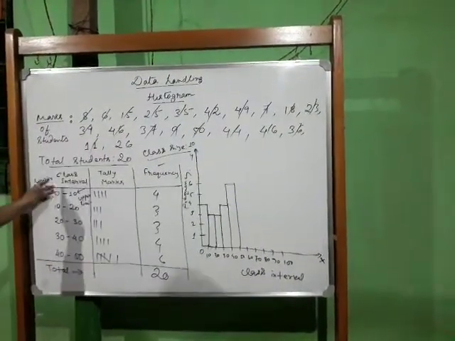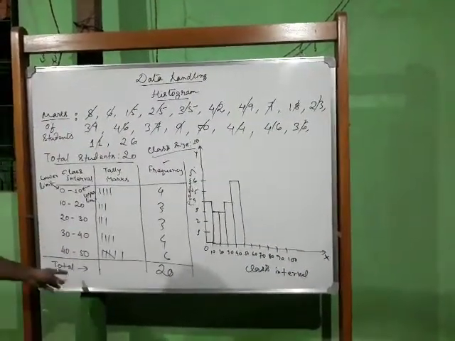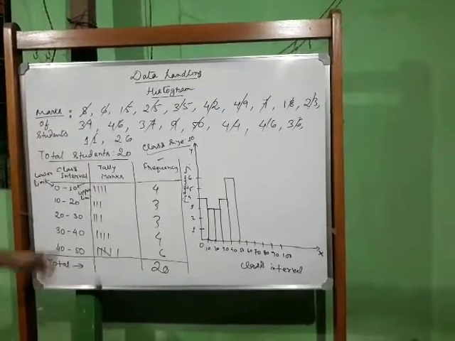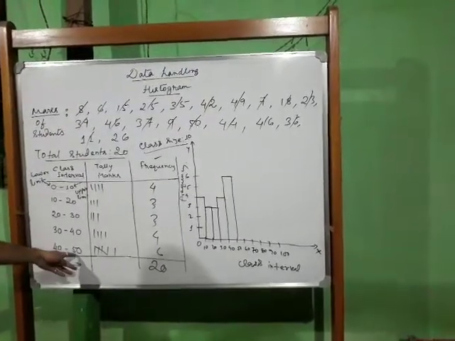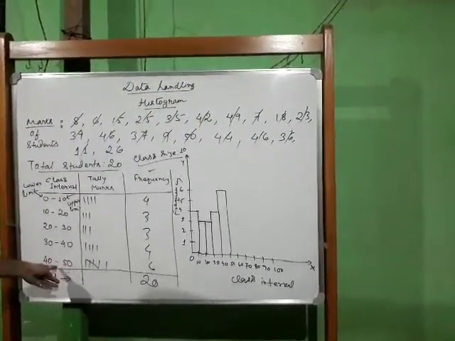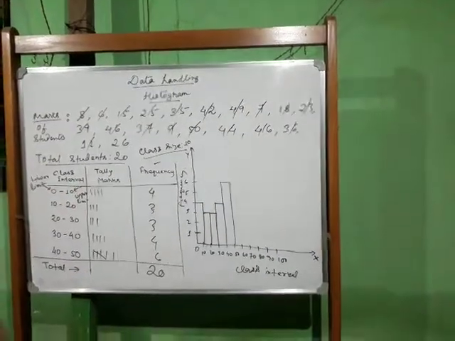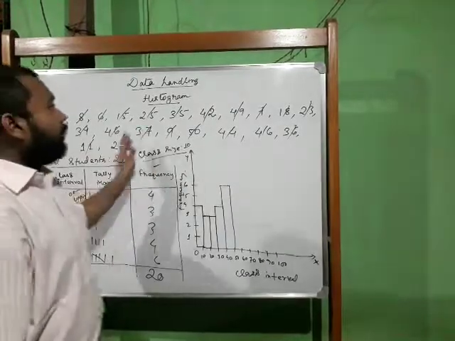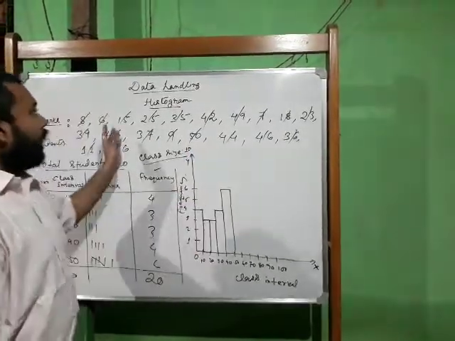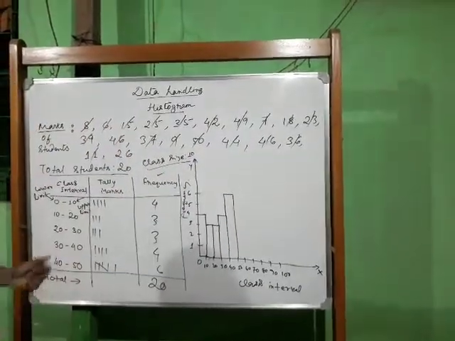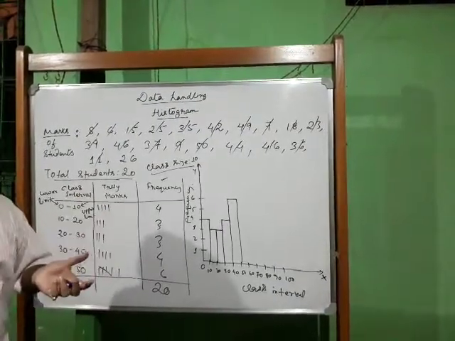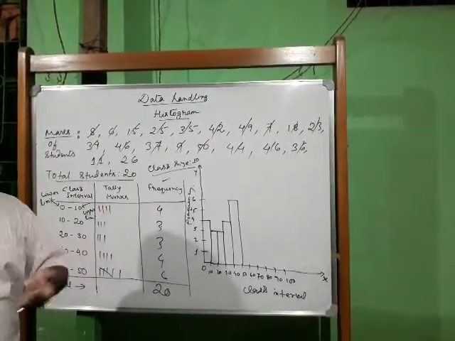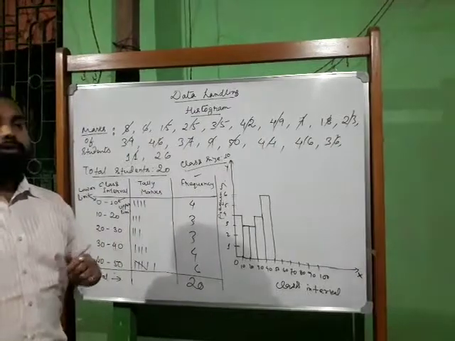So you can take as much data as you like. If you want to calculate up to 100, I have done the class interval up to 50 because the total marks was 50. If the total marks is 100, then you have to increase the class interval. I hope all these things are clear, how to make this histogram. So you try at your home. Some questions are there in your textbook based on histogram, so you try.